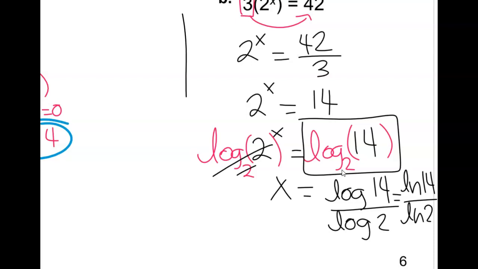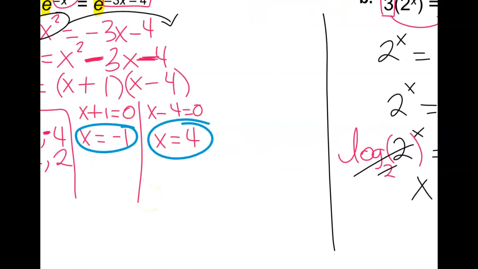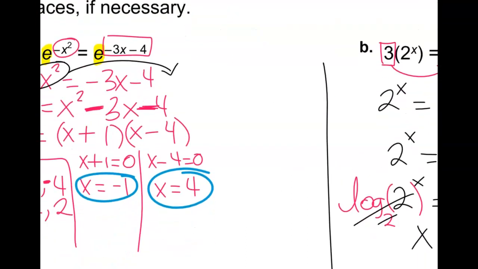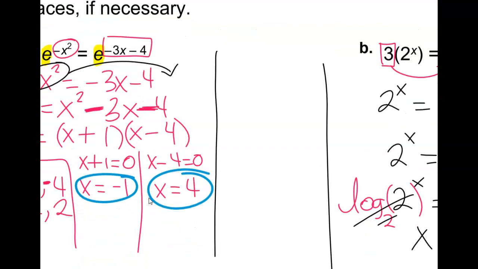Now, if we use the other method, the one that I call number 4, that says if you do not know what to do, we're going to solve that same equation that way. If you have 2 to the power x equals 14, and you don't know what to do, you just take the natural log on both sides.